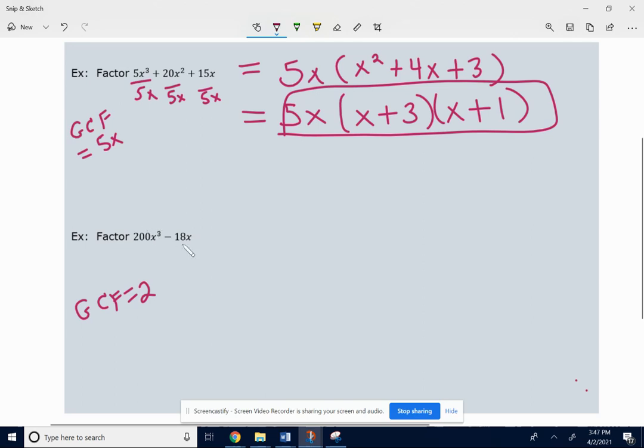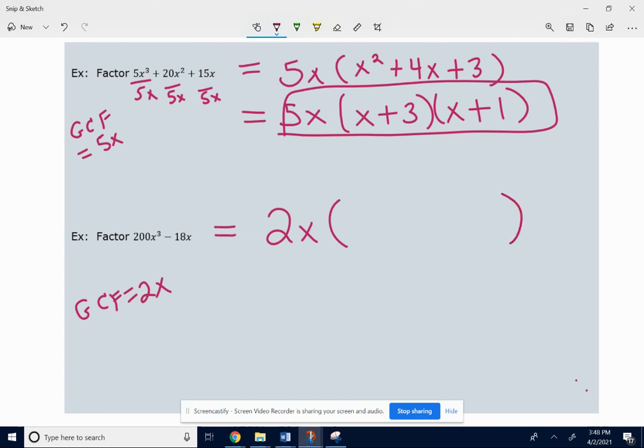Variables. You see an x in both parts? We see an x in both parts, so we need to take the smallest of our x out: x to the third, x to the first. X to the first is the smallest. So the greatest common factor is 2x. Factor that out first. And guys, when you're doing IXL, there may not be a greatest common factor. There may not be one.